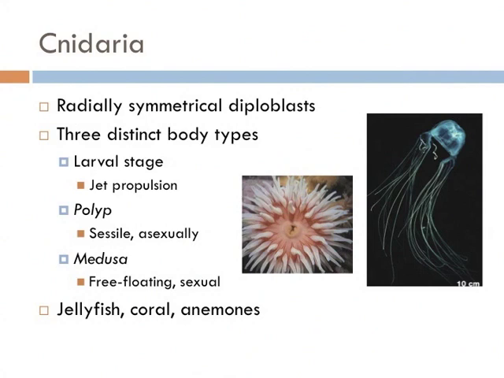Cnidaria are radially symmetrical diploblasts, and they have 3 distinct body types. They all start out as larvae and are able to move via jet propulsion. Some maintain the ability to move via jet propulsion, such as the jellyfish. Others, such as coral or sessile forms, are attached to a substrate. Once attached, they can reproduce asexually via polyps. Polyps are basically just buds of an animal that can grow into other adults. The jellyfish, as an adult, is a free-floating sexual organism, and it's known as the medusa. But don't worry about it, you can look at it without turning into stone.